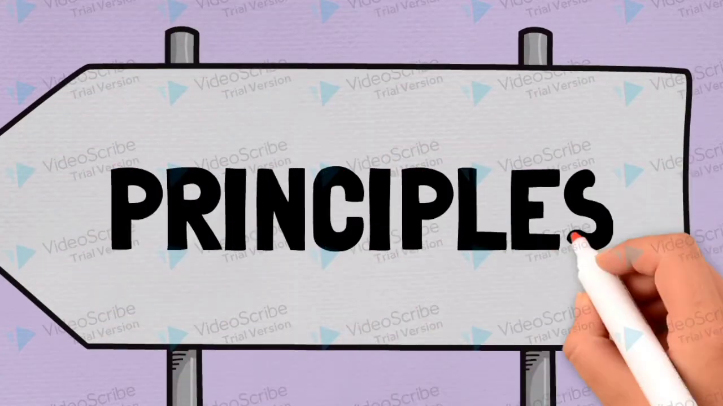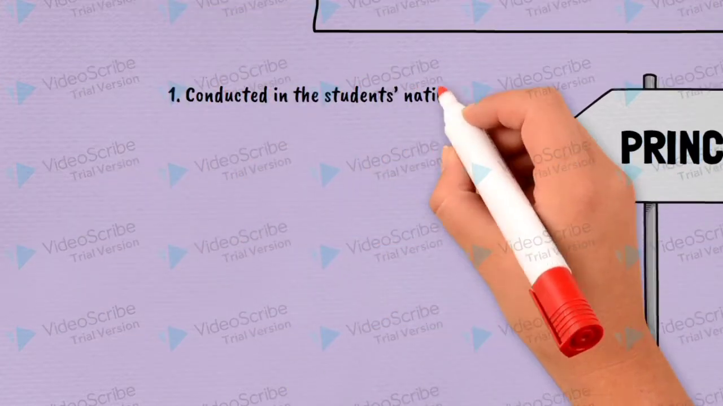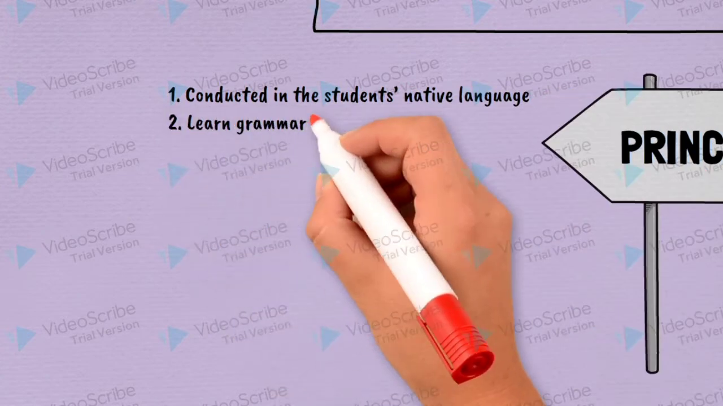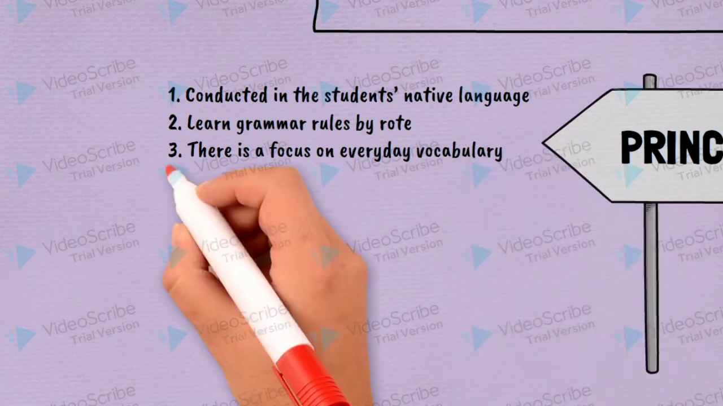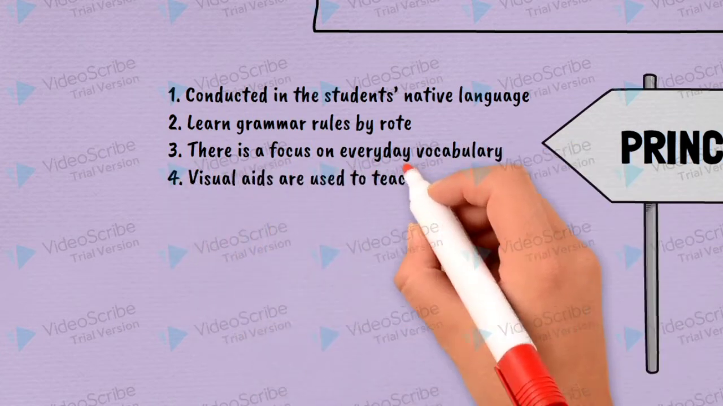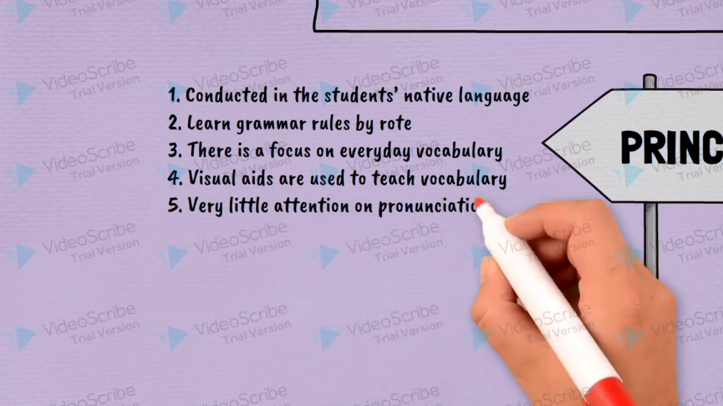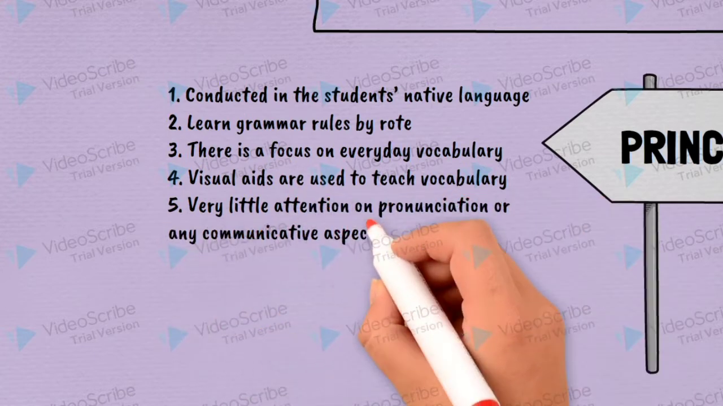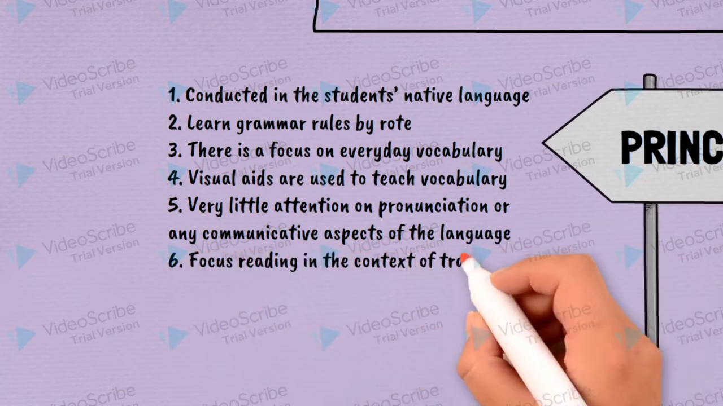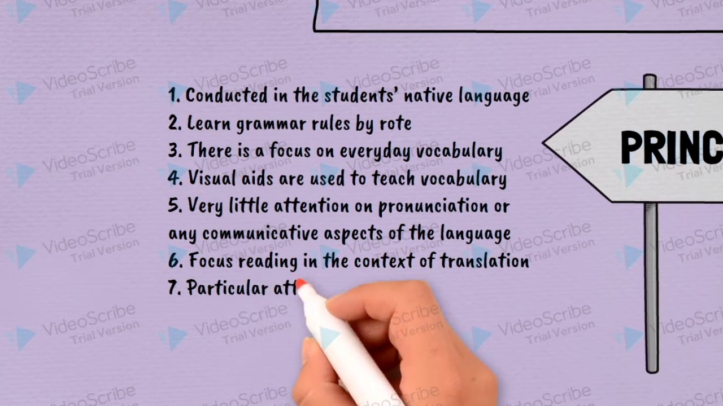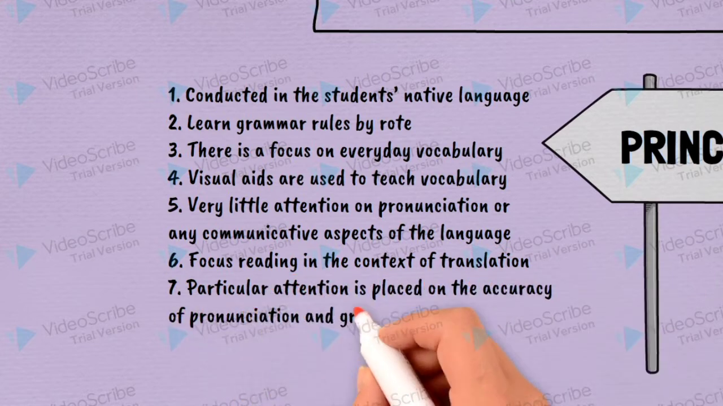There are some principles in this method. The first, instruction is conducted in students' native language. Second, learn grammar rules by word. Third, there is a focus on everyday vocabulary. Fourth, visual aids are used to teach vocabulary. Fifth, very little attention on pronunciation or any communicative aspect of the language. Sixth, focus on reading in the context of translation. And seven, particular attention is placed on the accuracy of pronunciation and grammar.